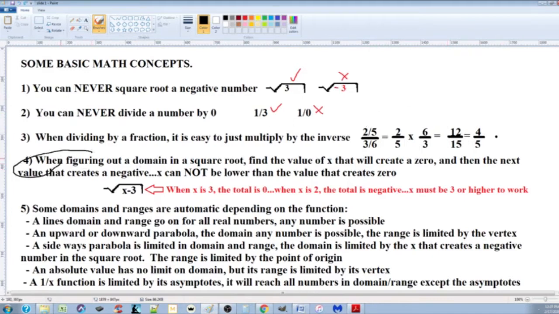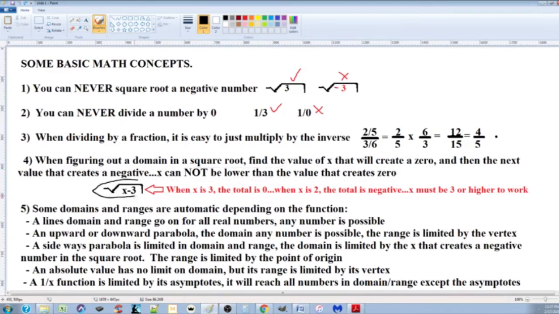Number 4, when figuring out a domain in a square root, we're going to go back to our rule. We cannot have a square root of a negative number. So we must find the value of x that will create a 0 or more in the square root function. And that will dictate our domain. If we find an x value that creates a negative, we have gone too far. So let's have a look. X cannot be lower than the value that creates a 0 in the square root.